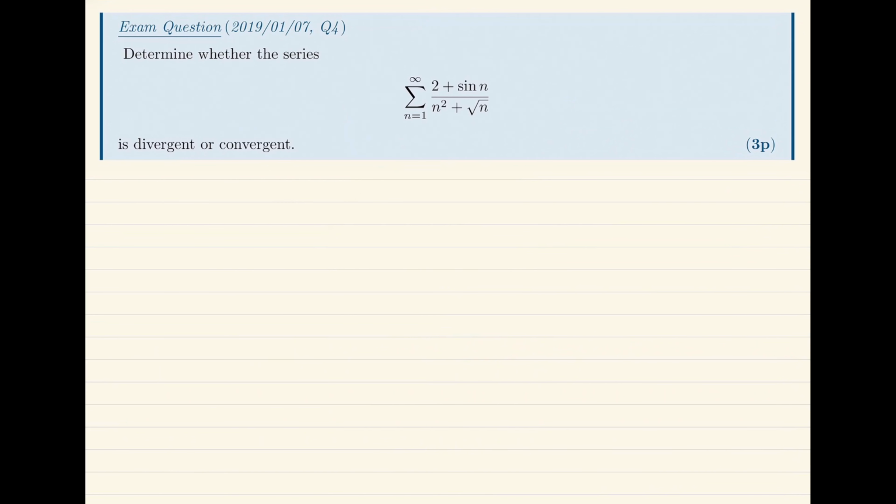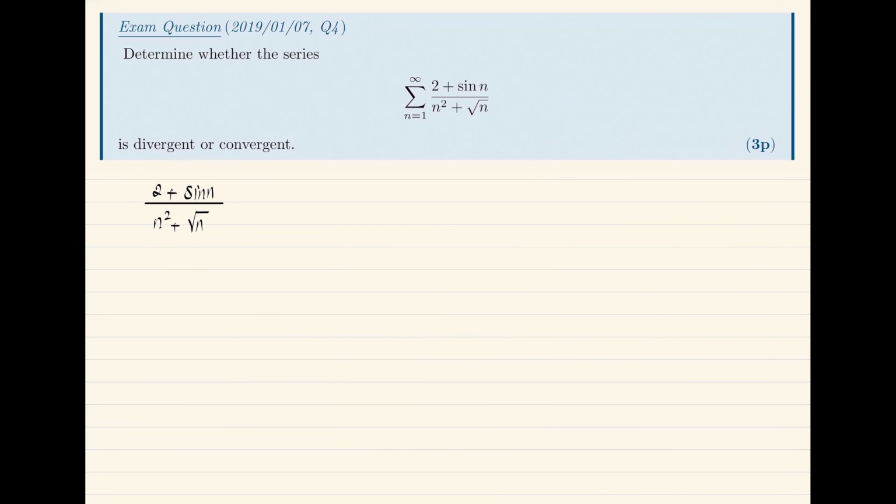Okay, now let us solve this exam question. Determine whether this series is divergent or convergent. And that's an easy task here as well. So for example, let me write (2 plus sine n) divided by (n squared plus square root of n). Definitely this is a positive sequence because sine n is minimally minus 1, so the numerator is always positive and the denominator is also always positive. So the direct comparison test is indeed applicable.